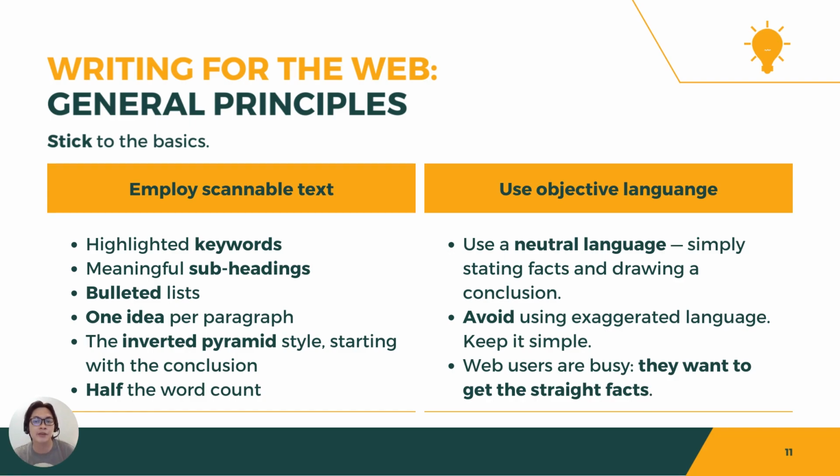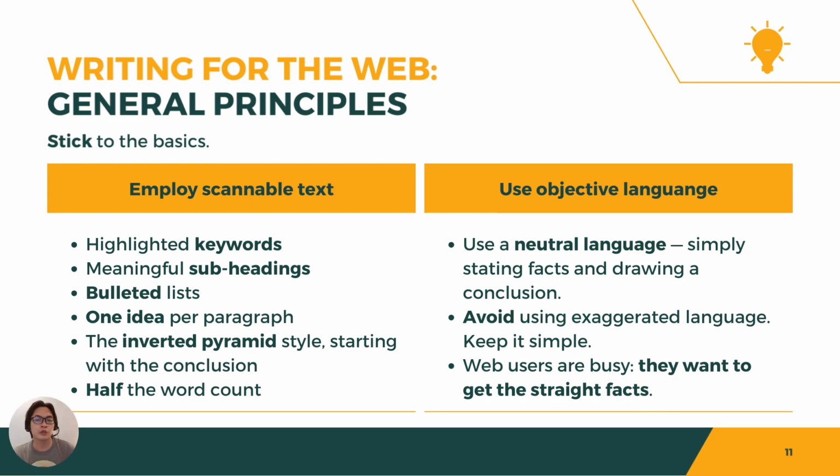Second would be having meaningful subheadings, not the clever ones. Third would be using bulleted lists. Fourth, using one idea per paragraph, as users will skip over any additional ideas if they are not caught by the first few words in the paragraph.